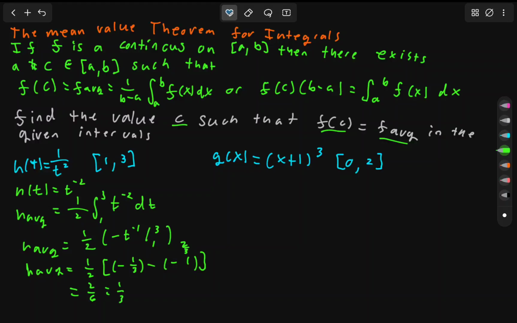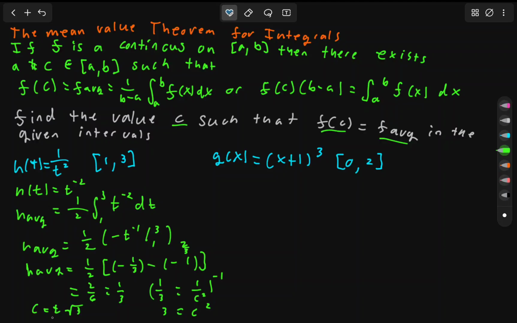Okay. So now what we're going to do with this is set this equal to h of t. So 1/3 must be equal to 1 over c squared, because we're solving for the value c that makes h of t equal to this. Let's take the reciprocal of both sides. So we will get c squared is equal to 3. That means that c must be equal to plus or minus the square root of 3.